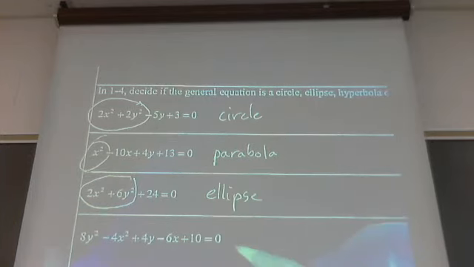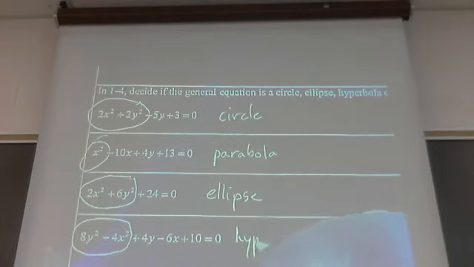It's like a circle except for the coefficients. Two squared terms, one positive, one negative: hyperbola. So fast. Watch it on the video.